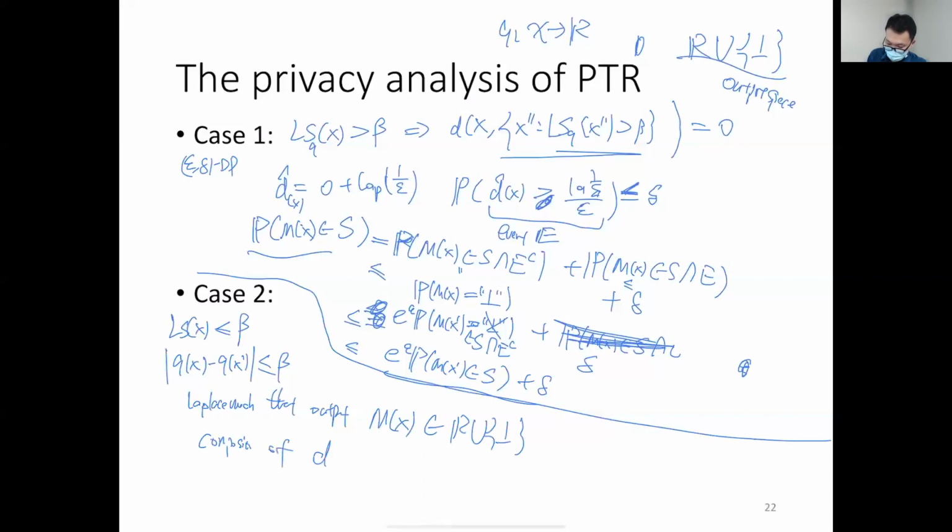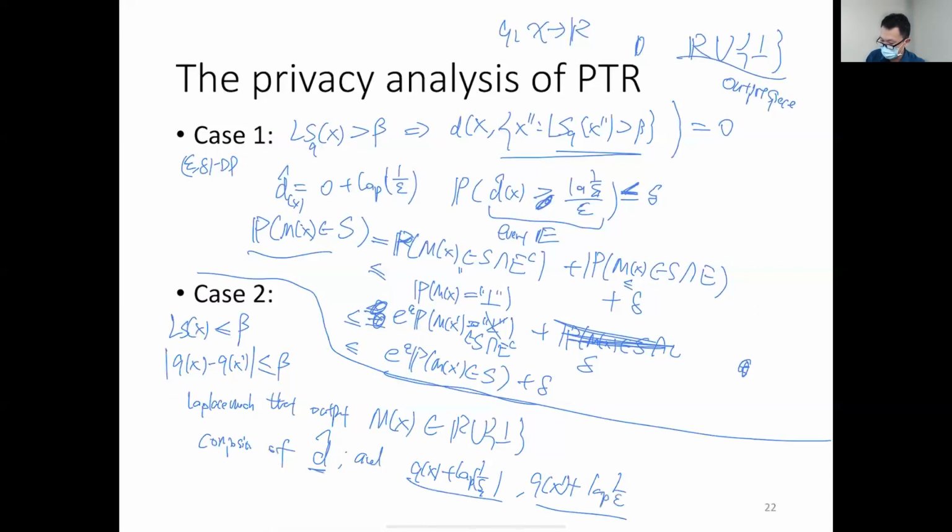Composition of d hat and adaptive composition of d hat, because the second run depends on the output of d hat. Sometimes it's not run at all. In another case, I'm just adding another Laplace noise. But when I add the Laplace noise the second time, based on our assumption, the local sensitivity is actually smaller than beta. Therefore, Qx plus Laplace 1 over epsilon and Qx prime plus Laplace 1 over epsilon.